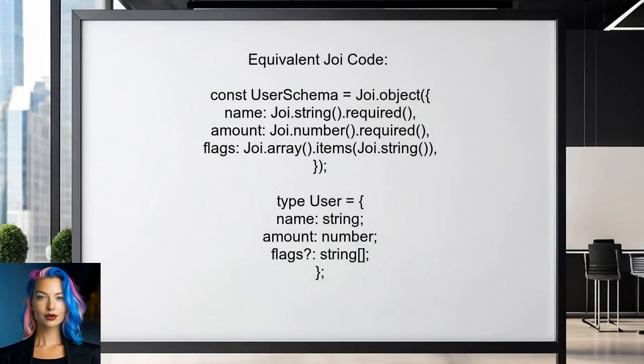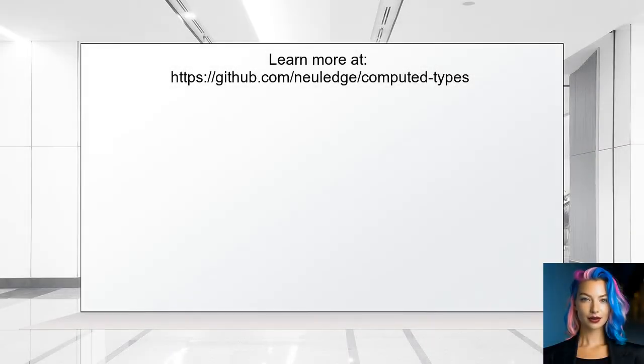For comparison, the equivalent code using Joi would look like this, where you define the schema and types separately. The computed types library streamlines this process. For more details and examples, you can visit the Computed Types GitHub page.